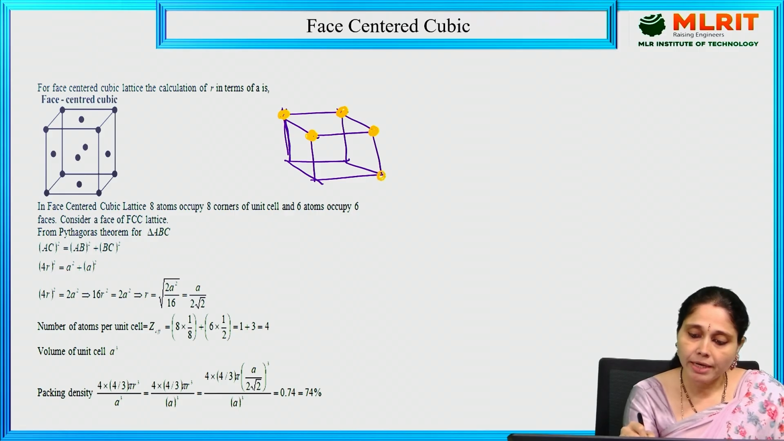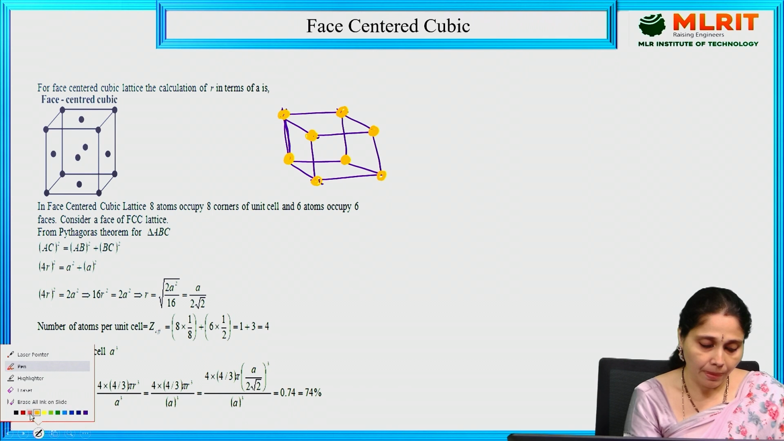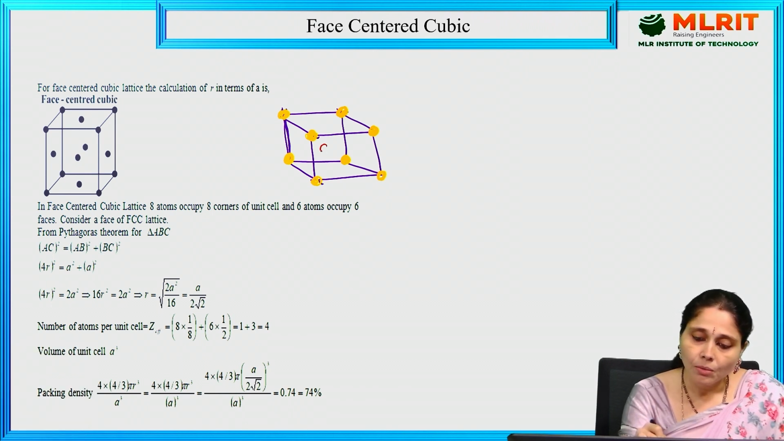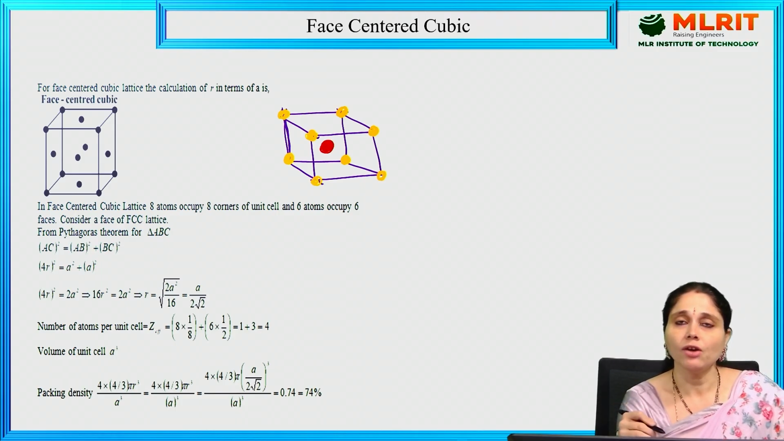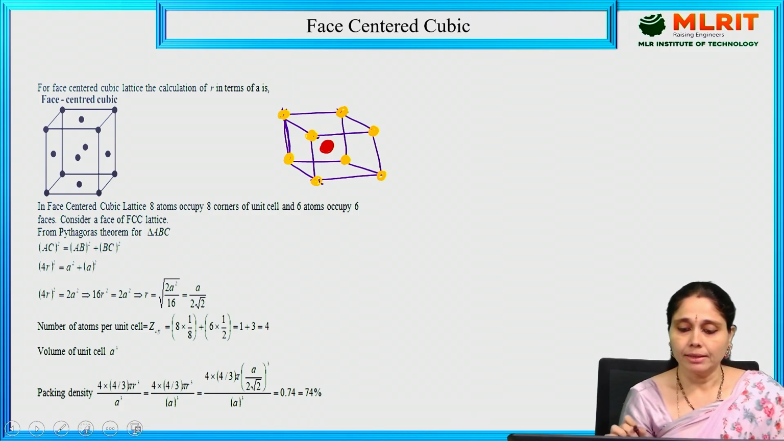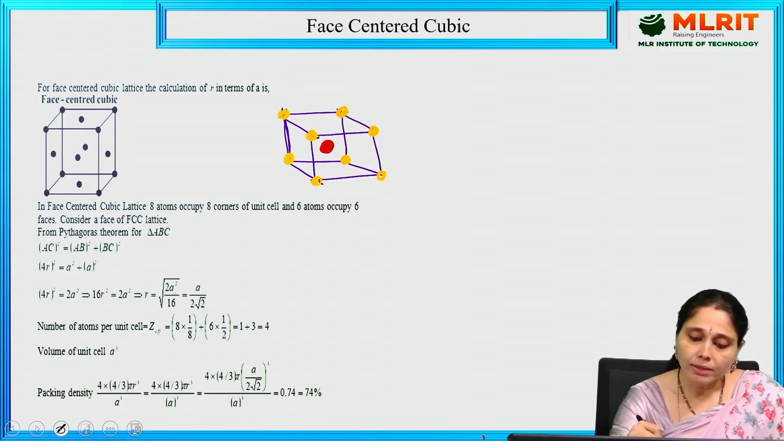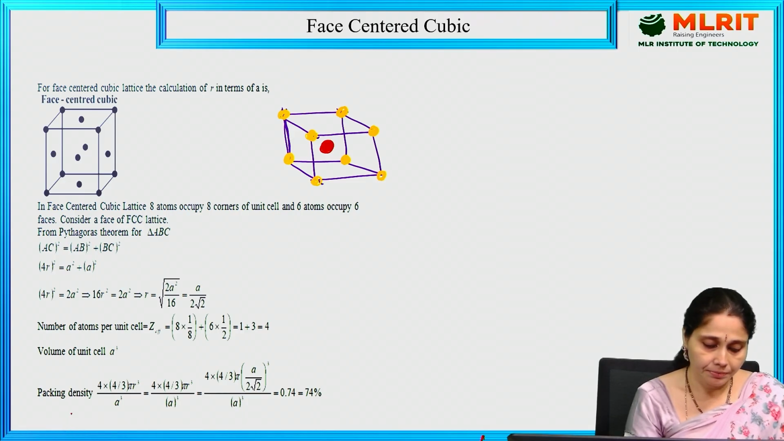Eight atoms are arranged at 8 corners of the unit cell. Let us consider 1 atom which is at the face of one side. Now the face center atoms can be represented like this, along the diagonal.